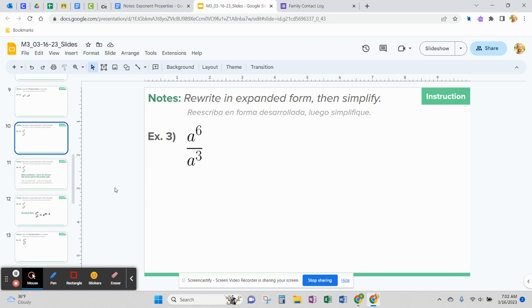All right, now we're going to repeat this process, but for our quotient rule. So let's try example 3 on our own. Rewrite in expanded form first, then simplify. Go ahead and pause your screen, unpause when you're ready.